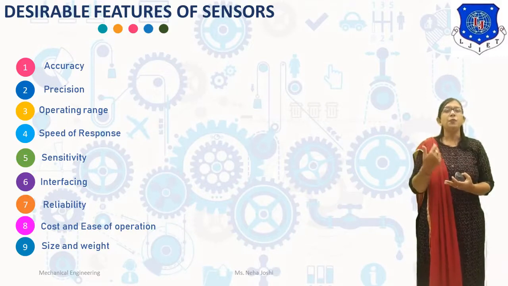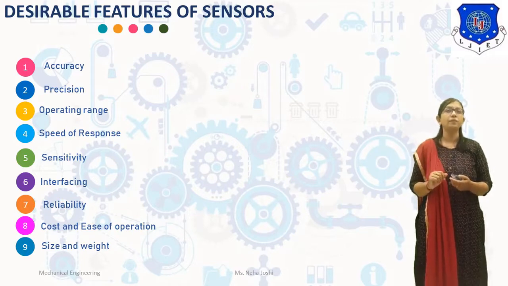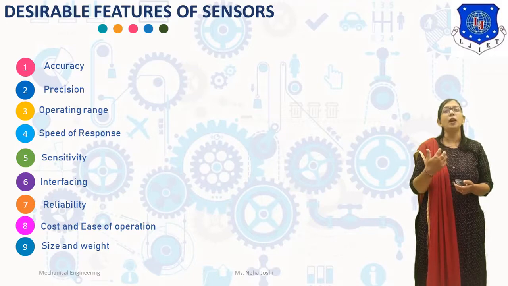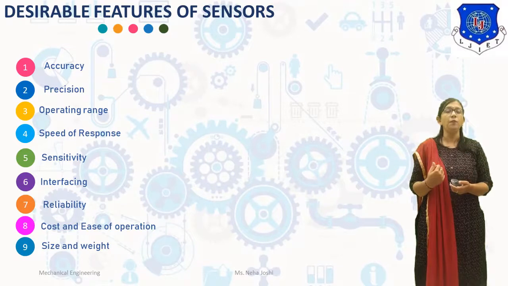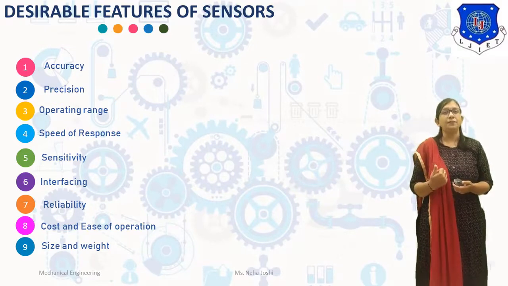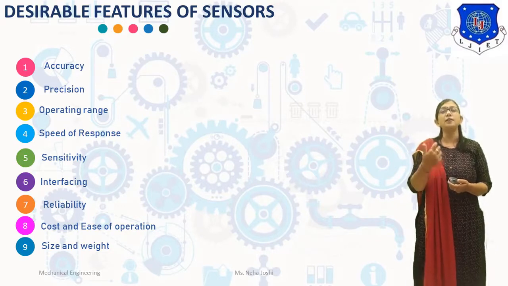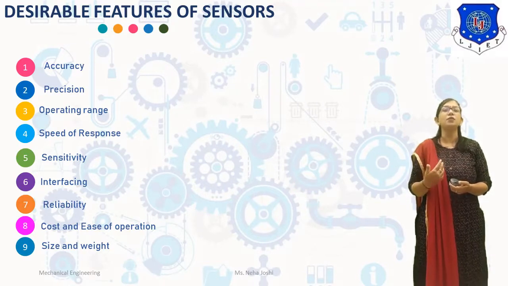The fourth feature is speed of response. A sensor must respond as quickly as possible. The next is sensitivity. Sensitivity is defined as the change in output response divided by the change in input response. Highly sensitive sensors show large fluctuation in output as a result of fluctuation in input. The next feature is interfacing. Direct interfacing of the sensors to the microcontroller or microprocessor is desirable, while some add-on circuit may be necessary in certain special sensors.